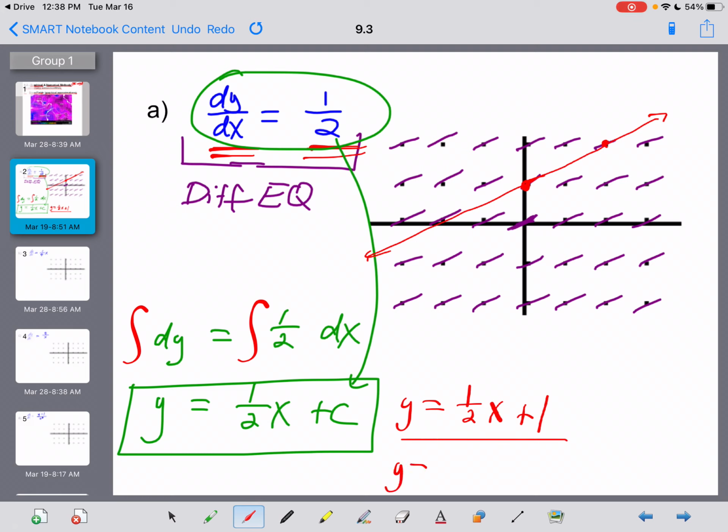What if c was something different? What if c was negative 2? y equals 1/2 x minus 2. Now we'd be starting right here. And with a slope of 1/2, up 1 and 2 to the right, this solution curve would look something like that. And guess what? That one also fits very, very nicely within the slope field.